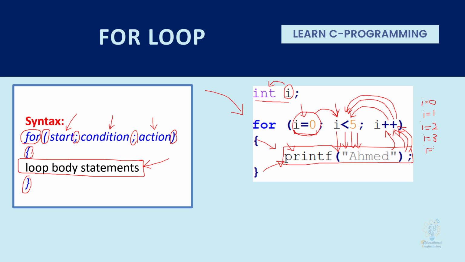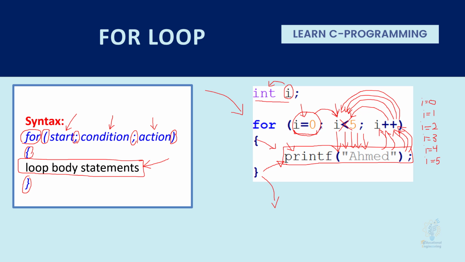i equals 4, so it will go back to the condition. 4 is less than 5, that's true, so it will execute this line again, and it will go back to the action i plus plus, so i equals 5. Now in this case, 5 is not less than 5, so the condition will be false, and it will not execute the loop body statement. It will go out of the loop.